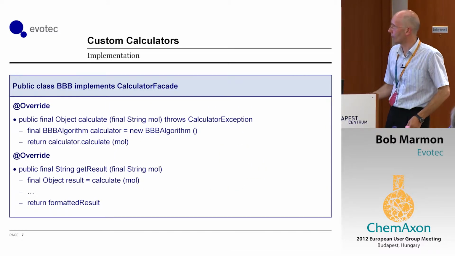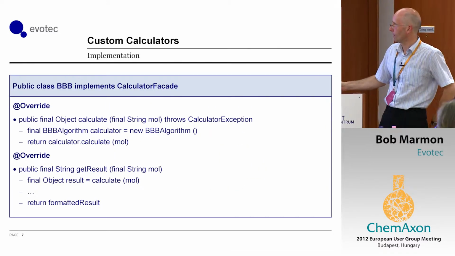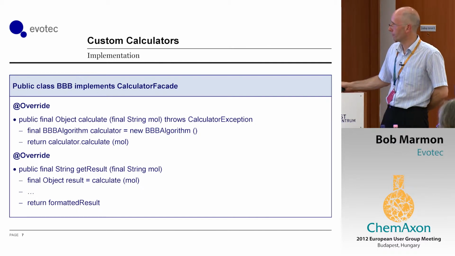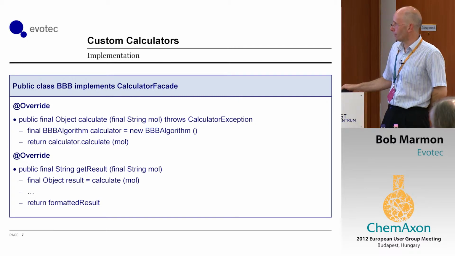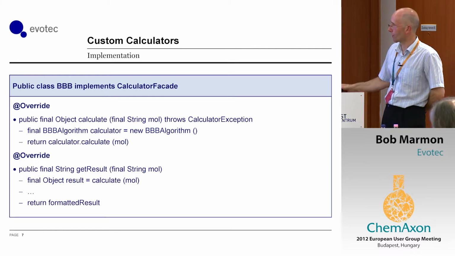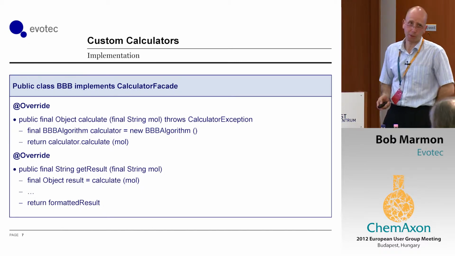So a couple of outline examples. So for the blood-brain barrier calculator, this is implementing the basic calculator facade, and then you've got a calculate method which creates an instance of the BBB algorithm calculator and just calls calculate on there, and then you've got a get result method as well, which just calls this calculate method, does some formatting here in the space that I've left there, and then returns the result.